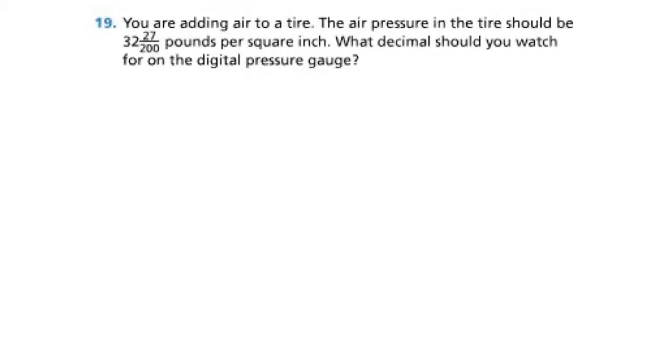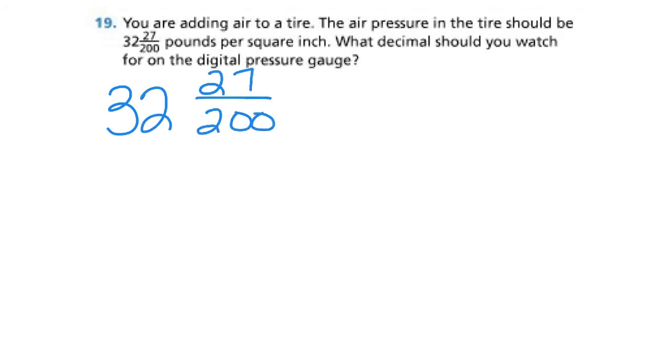Question 19, you are adding air to a tire. The air pressure in the tire should be 32 and 27/200 pounds per square inch. What decimal should you watch for on the digital pressure gauge? Okay, so we have 32 and 27/200 pounds per square inch.